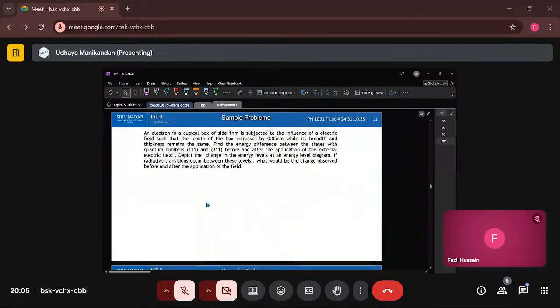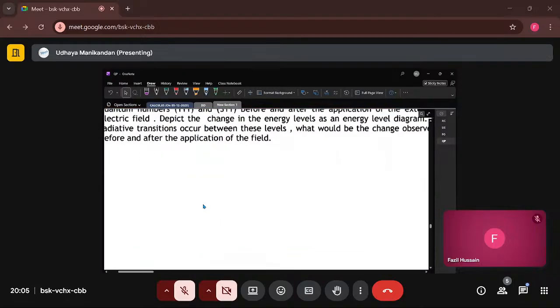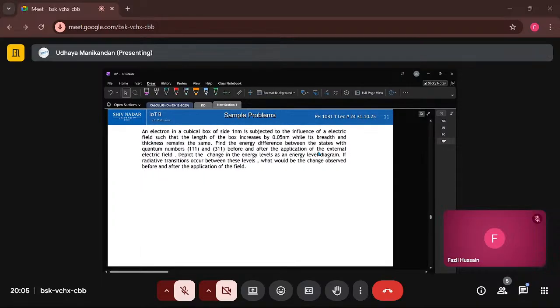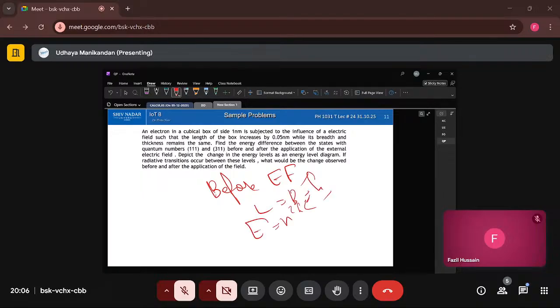Now, an electron in a cubical box of a particular size in nanometers is subjected to the influence of an electric field such that the length of the box increases by a given amount, whereas the breadth and thickness remain the same. Find the energy difference between the states with these quantum numbers before and after the application of the electric field. Again, not so tough. Firstly, consider the case before the electric field: length is equal to breadth is equal to height. In that case, you can easily find the energy expression n squared h squared by 8 m L squared. You will find the energies separately for each state, and length, breadth, and height are all equal.